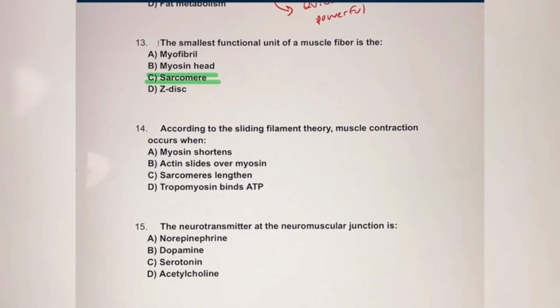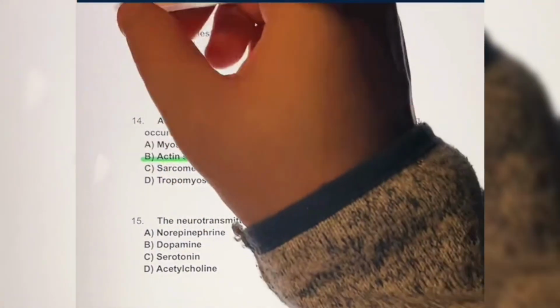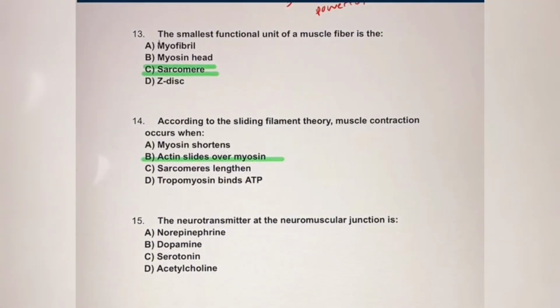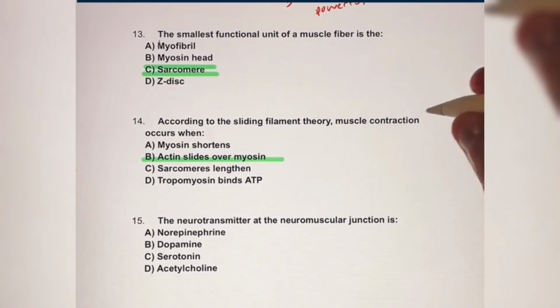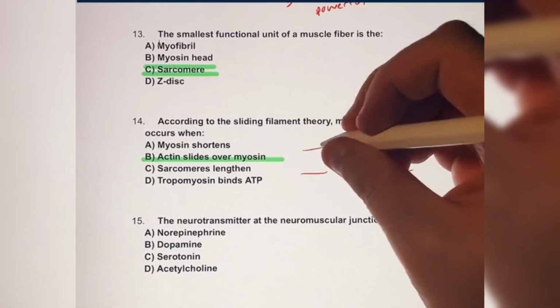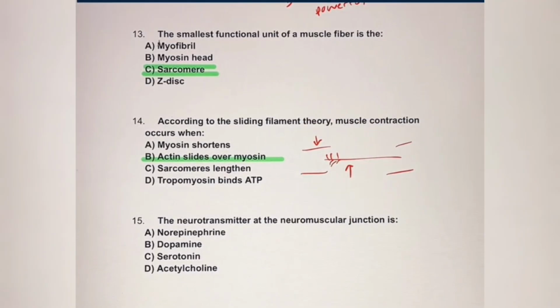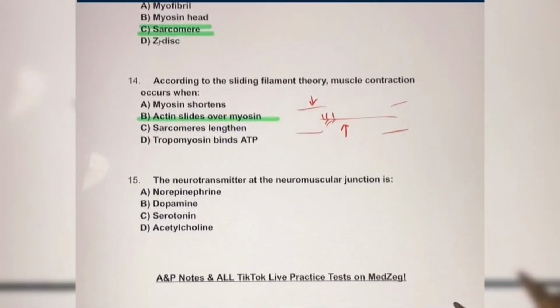Number 14, according to the sliding filament theory, muscle contraction occurs when what happens? A, B, C, or D? The answer is B. Actin slides over myosin. During contraction, we have myosin here in the middle, and then we have our actin out here. We have heads on the myosin that are going to bind to actin and pull them towards the center of the sarcomere, sliding it over myosin. That's what gives us our muscle contraction.